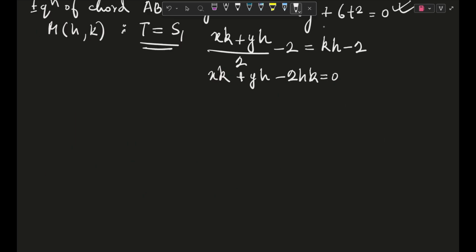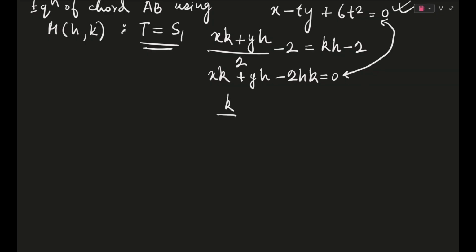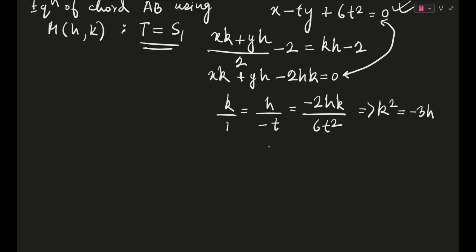Now if you see this equation and this equation, they represent the same straight line. So if they represent the same straight line, I guess we can compare their coefficients, right? So k by 1 is equal to h by minus t is equal to minus 2hk by 6t². From this comparison, what you will get is k² is equal to minus 3h, or rather, the locus of M is y² equals minus 3x.